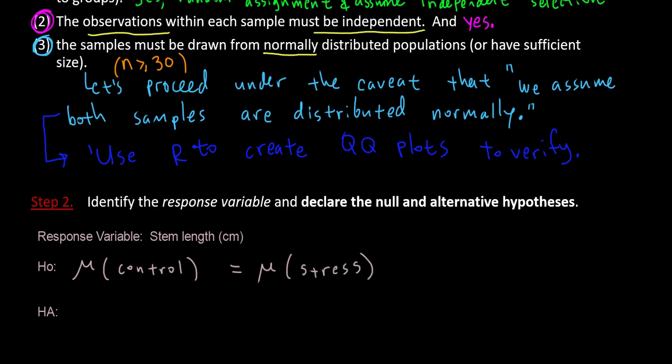The alternative hypothesis then is that the mean stem length of the plants in the control group is not equal to the mean stem length of the plants in the stressed group.